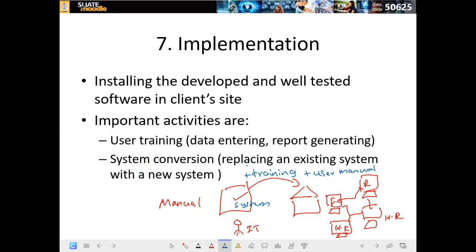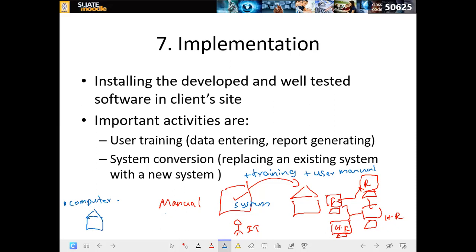Then system conversion, replacing an existing system with a new system, right? For example, students, some organizations might have a manual system, right? They never had a computerized system. So therefore, you are going to develop a completely new computerized system. But some organizations have been using a computer system, not a manual system, right?